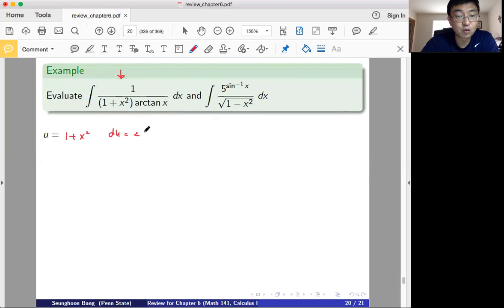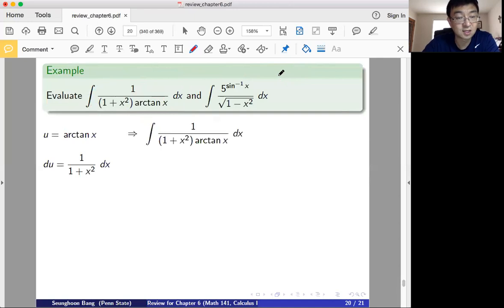The du is only 2x dx, but we have arctangent, so we cannot use that. Let me see, what's arctangent prime? Arctangent prime is 1 over 1 plus x squared. So you can choose arctangent of x as u, since 1 over 1 plus x squared is exactly its derivative. So the choice is arctangent, and du is 1 over 1 plus x squared dx. You can change it: this is the same as the integral of 1 over u, where arctangent of x is u and 1 over 1 plus x squared dx is du.